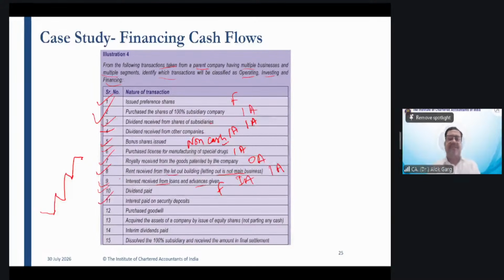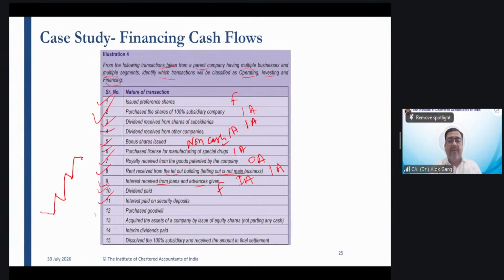Interest paid on security deposits: operating, investing, or financing? You have received the security deposit and you are paying the interest. So paying the interest on a security deposit will be a financing activity. Whatever interest you paid, it means you have taken the funds to deploy in your business, and that is why you are paying interest on that.